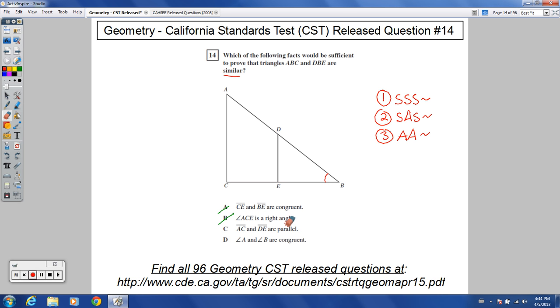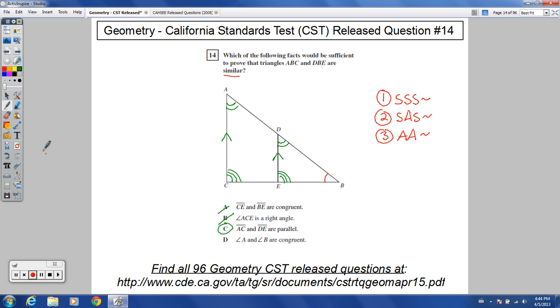Let's check out choice C now. AC and DE are parallel. So if that was true, if this was parallel to this, that would mean that corresponding angles would have to match up. That would mean that this one and this one would have to match up, and so would this one and this one. So to me, I see angle, angle, angle matching up. As long as you have two angles matching up, that means the third one has to match up as well. Angle, angle is what I see here. So it looks like choice C is the correct answer.